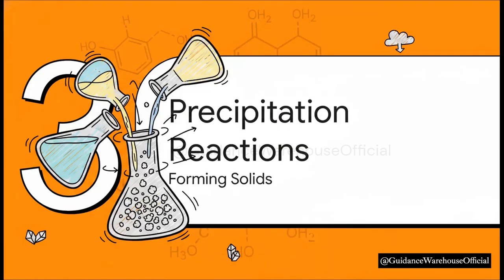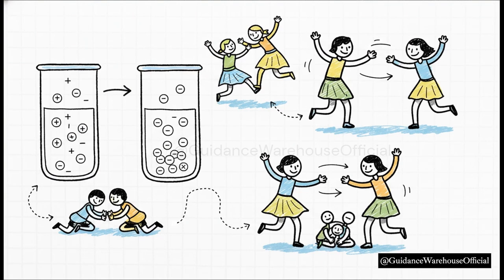Section 3. What are precipitation reactions? Okay, let's dive into our next core concept. We've decoded the recipes, but what actually happens when we mix these chemicals together? This brings us to precipitation reactions. A precipitation reaction is when dissolved substances react to form a solid product.